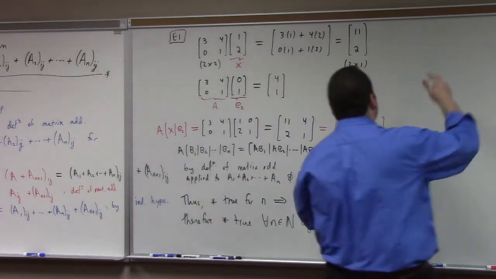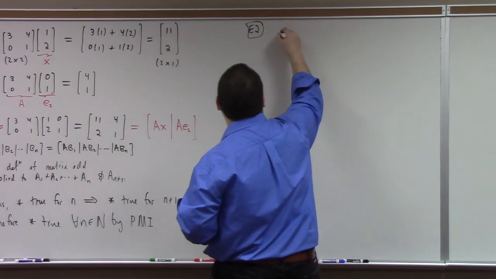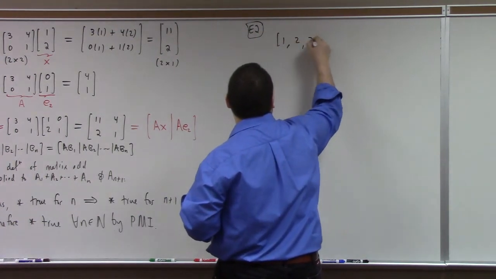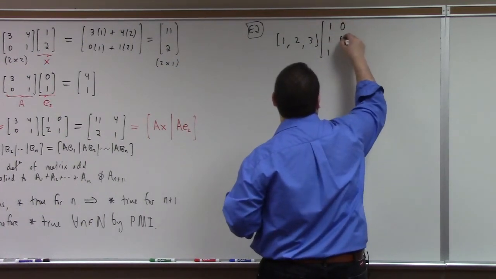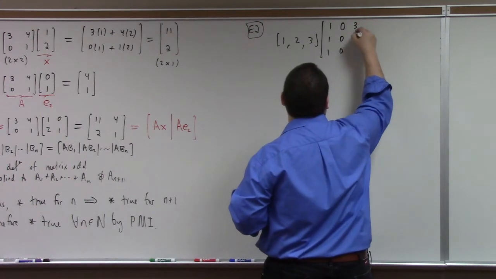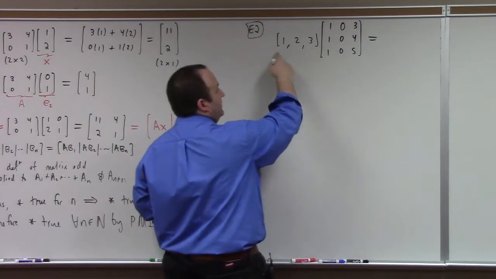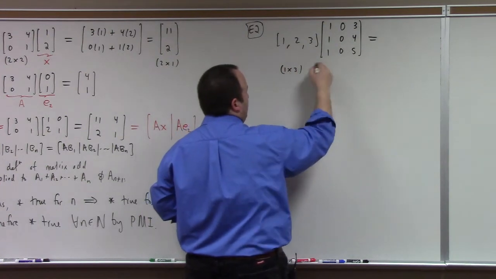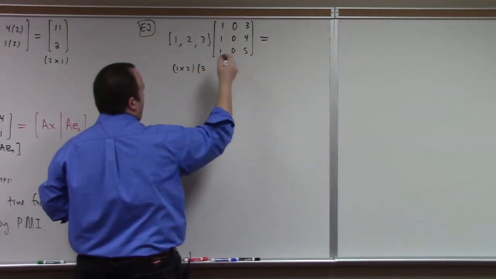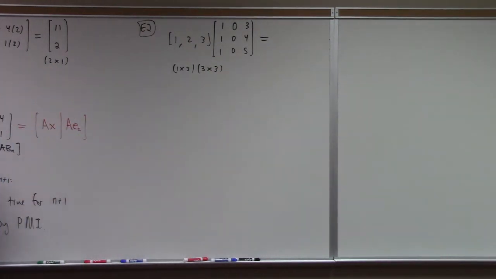Okay, so moving along here, example 2. Might be good to look at something like 1, 2, 3 times the matrix 1, 1, 1, 0, 0, 0, and 3, 4, 5. How's that work? Does that even make sense? This is a row vector. It's a 1 by 3. This is a square matrix again, which is 3 rows by 3 columns. It's square, so yeah, that should make sense. We should get a row vector out.